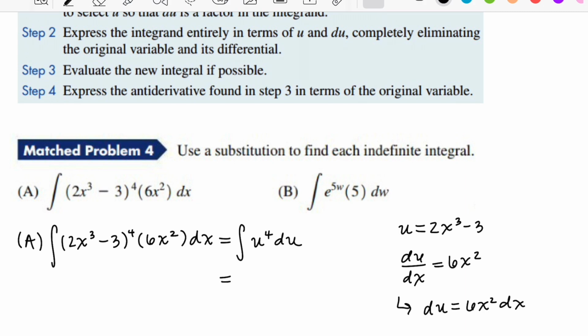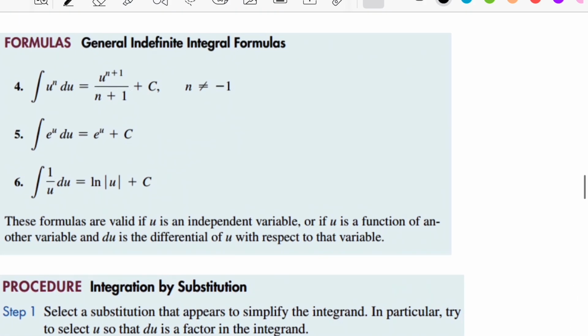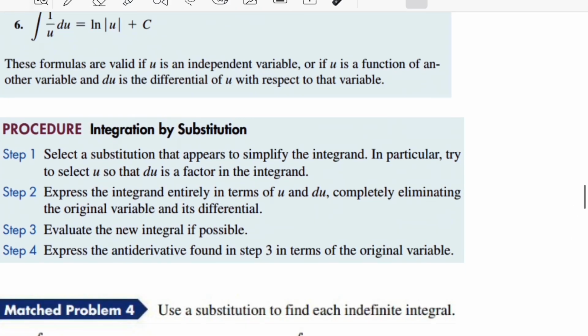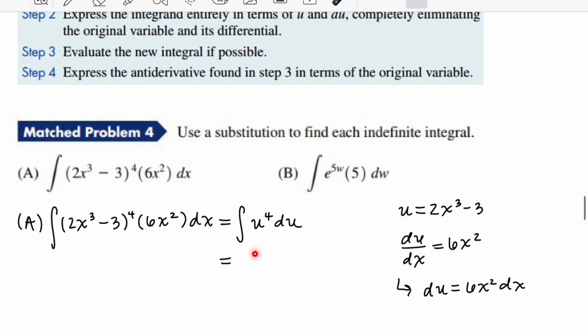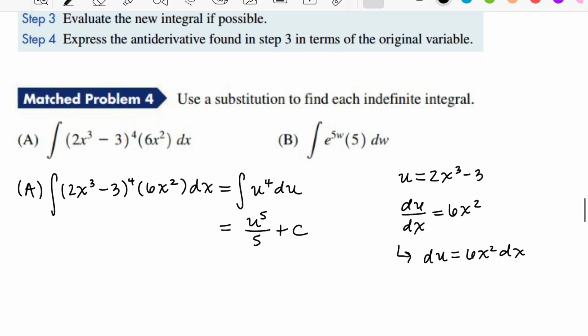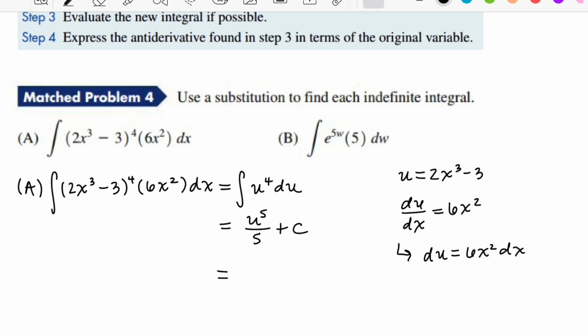Alright, so now we can just integrate this using this property here. So this is going to be u to the 5th power over 5 plus some constant c. And then plugging in our value for u, we're going to get 1 over 5 times (2x cubed minus 3) to the 5th power plus our constant c.